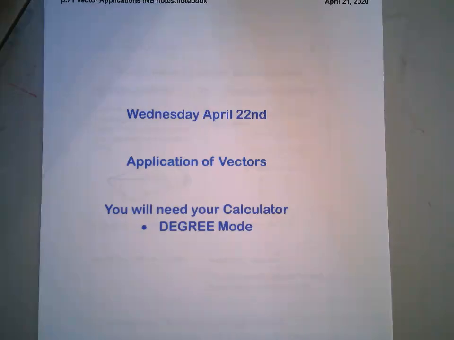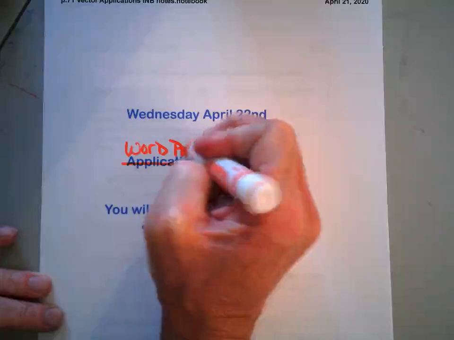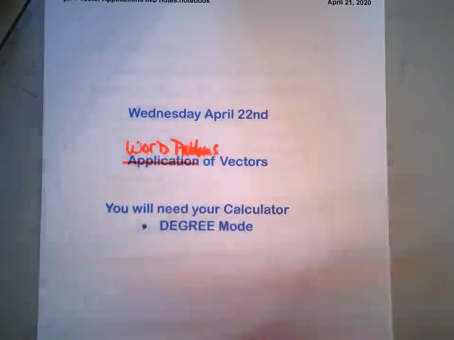Hey guys, welcome to Pre-Calculus on Wednesday. This is going to be the last topic for the week. It is the application of vectors, and I think you've probably learned over time that application just means word problems. So when you think of applications, just think we're going to be doing some word problems.